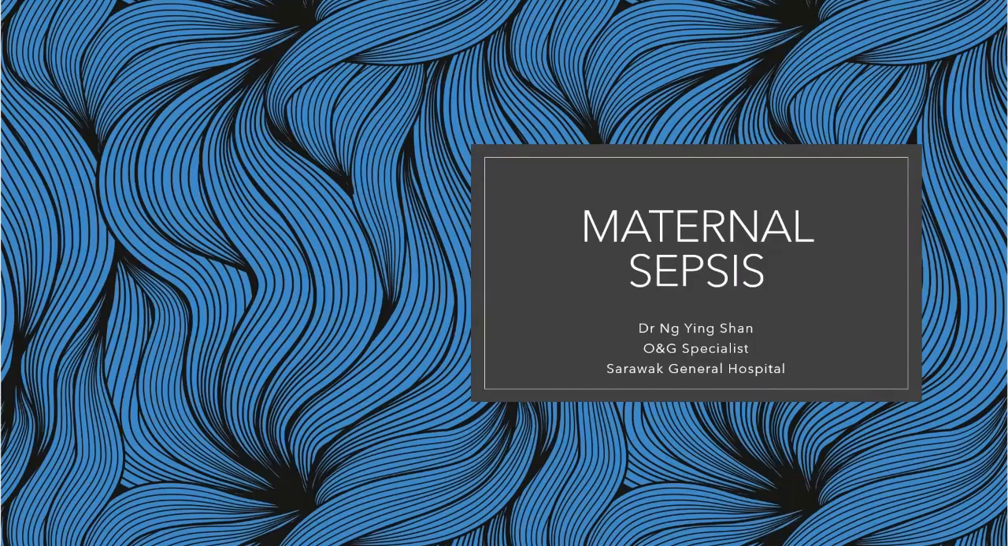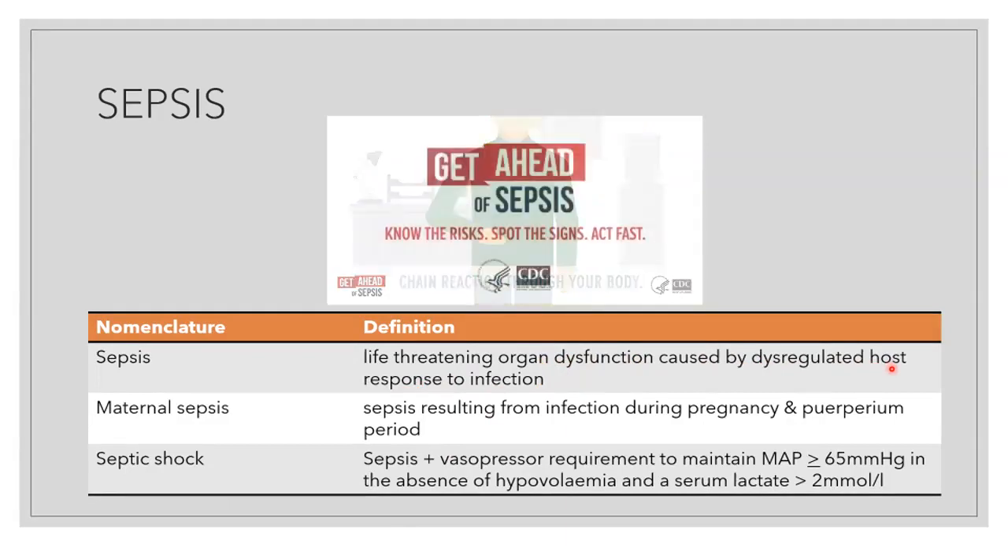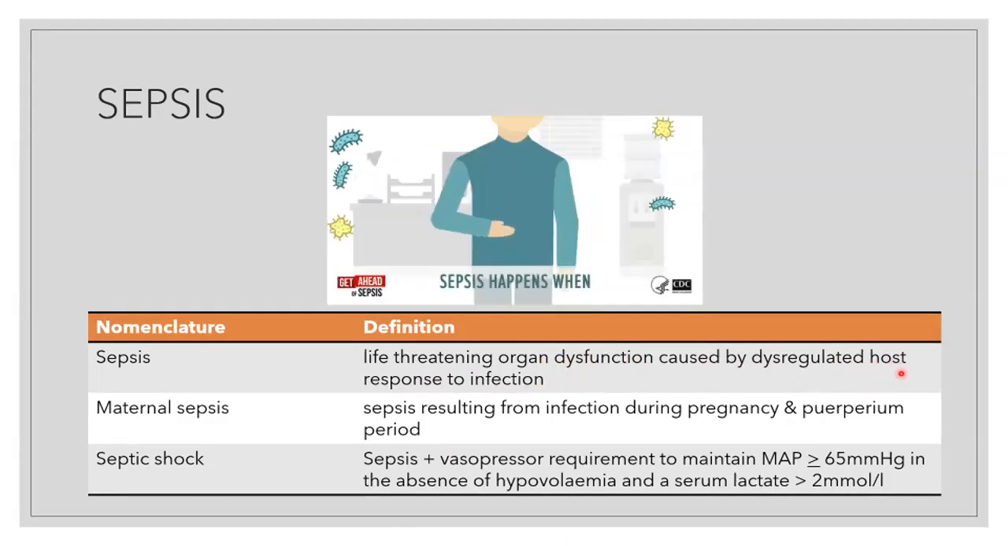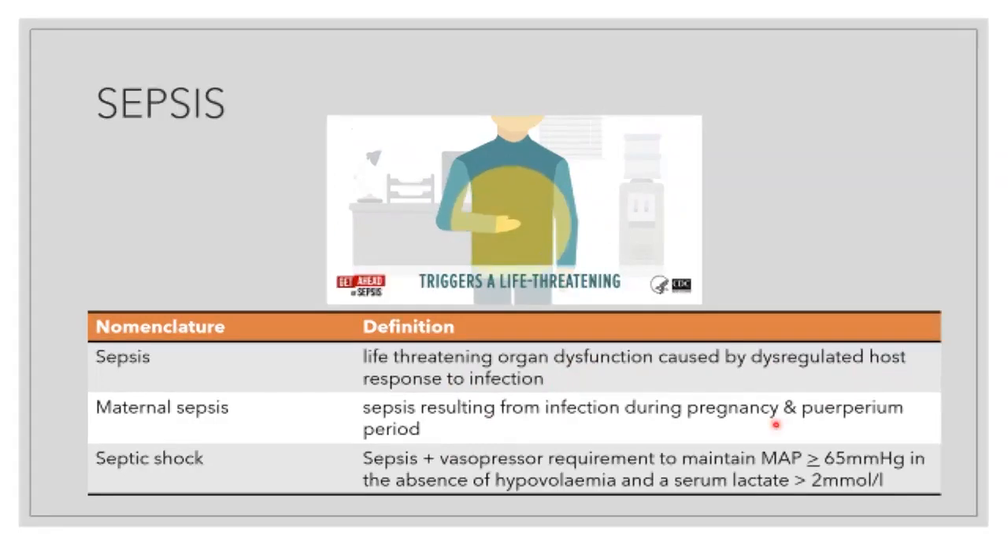I'm going to talk to you about maternal sepsis. Sepsis is defined as a life-threatening organ dysfunction caused by dysregulated host response to infection. Here, the host means the patient, herself or himself. And what is maternal sepsis? Maternal sepsis is a sepsis that occurs during pregnancy and puerperal period.